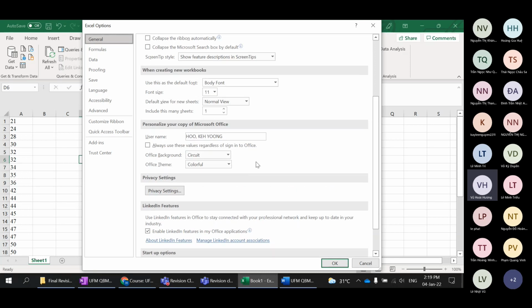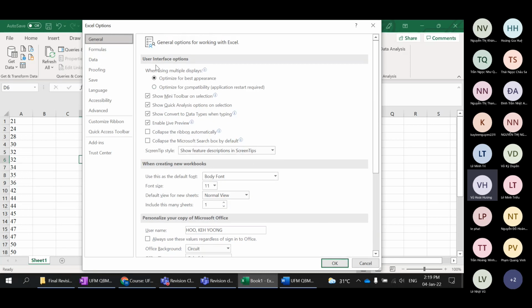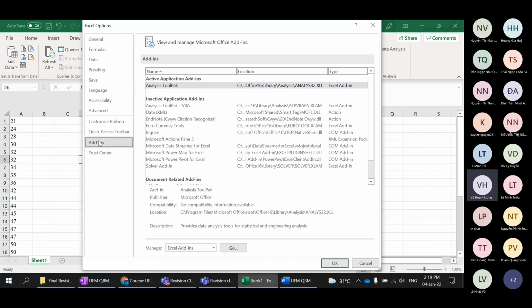Yes. Okay, once you see these Excel options, you may have a different layout. Try to look for Add-ins in the bar on the left-hand side here. Look, manage Excel Add-ins and click Go.